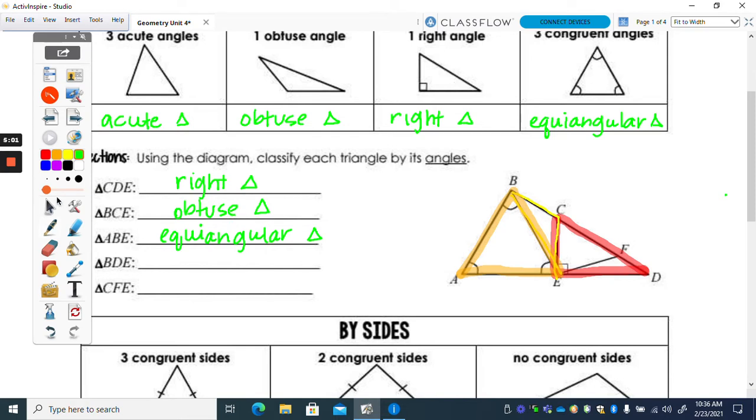Triangle BDE has one obtuse angle right here, doesn't it? So it is an obtuse triangle. And triangle CFE, this one right in here, has a little acute angle, 3 acute angles, so it is an acute triangle.